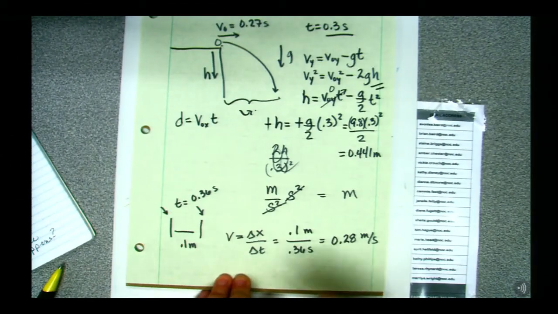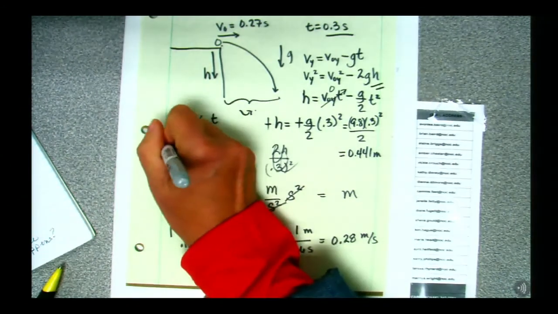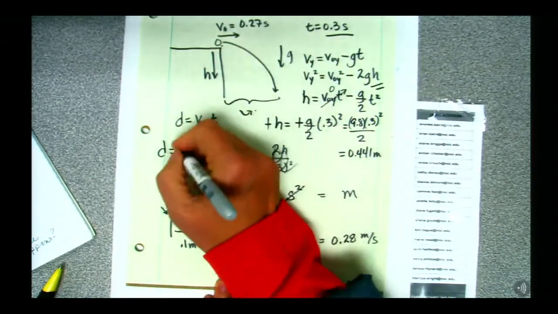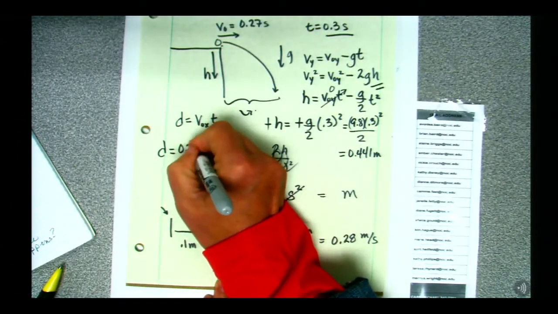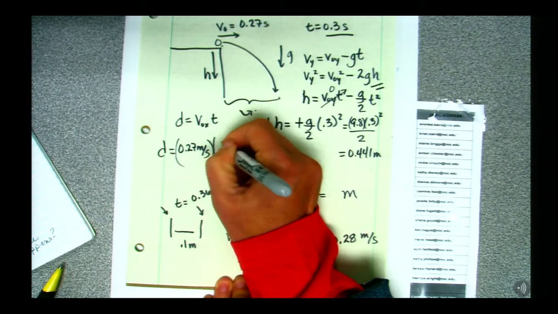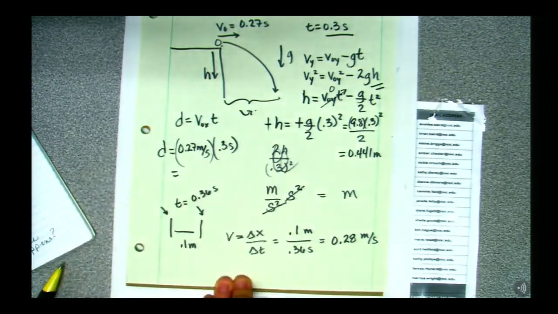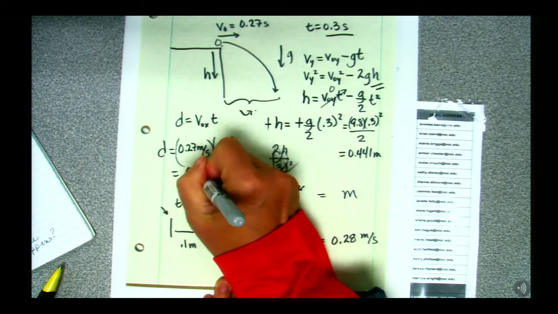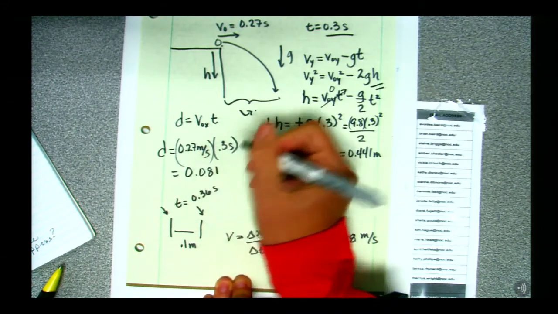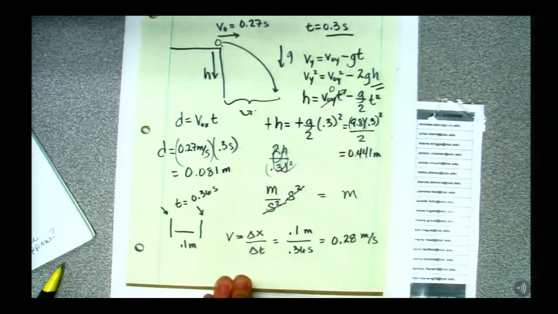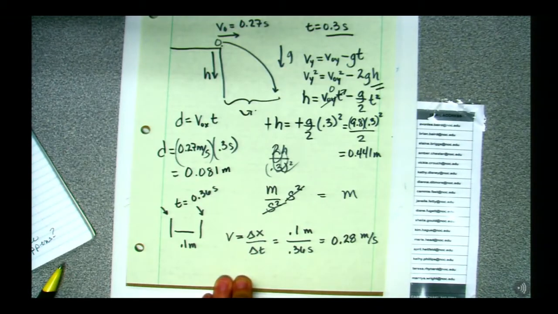So let's look at where it would land. The distance is going to equal my initial velocity, and we'll use the one that was in the problem, 0.27 meters per second, times my 0.3 seconds. And if I do that, that's 0.081 meters. So my target would have been 0.081 meters.